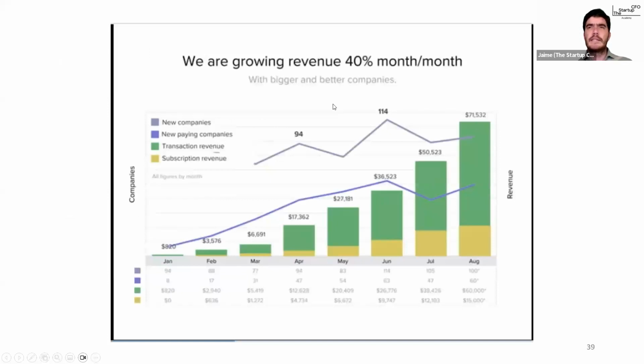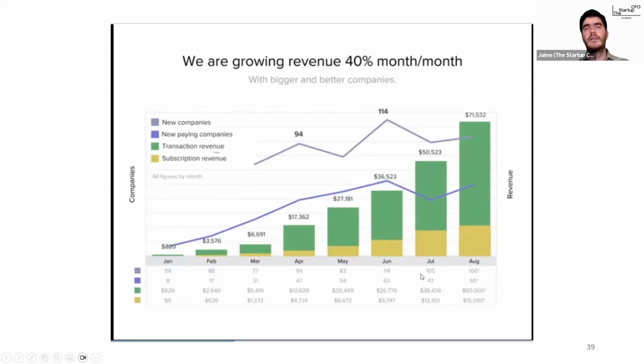So this was a pretty important SaaS business. I don't know if it's Shopify as well. Growing revenue 40% month on month, pretty strong message. And here you can see new companies that they have been acquiring, new paying companies, transaction revenue, subscription revenue.